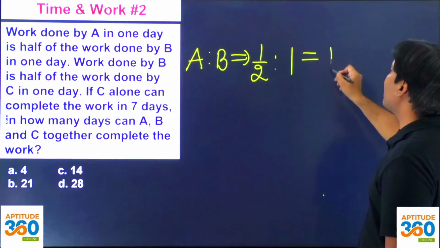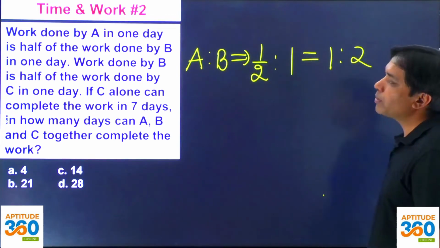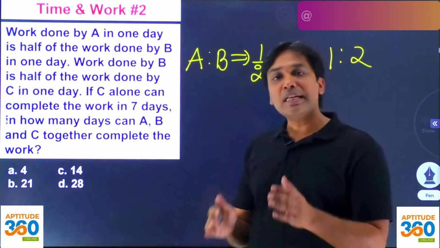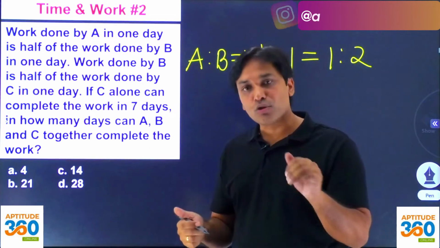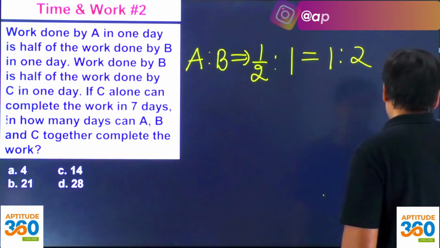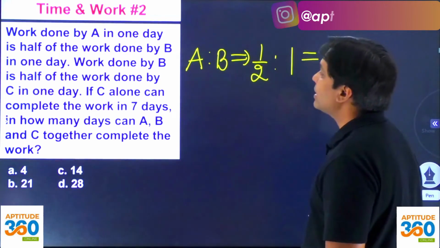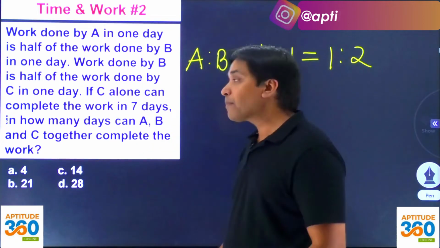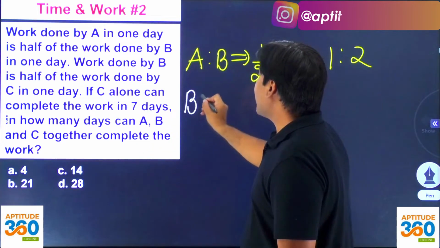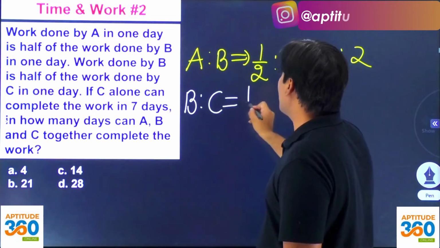1/2 is to 1. So I would say that 1:2 लेके काम खत्म करो अपना. यही है ना? B does double the work done by A. So always the ratio is going to be 1:2. Now what is going to be the next statement? It says that work done by B is half the work done by C. So now work done by B is half the work done by C.